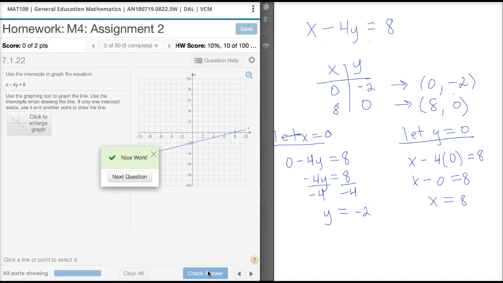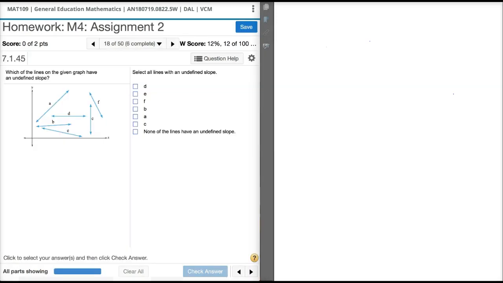All right, so next we're going to move on to question number 18. For question number 18, this question asks us for which of the lines of the given graph do we have an undefined slope. And if you notice, one of the reasons why I talked about what the lines look like in terms of the slope is because of a question like this.